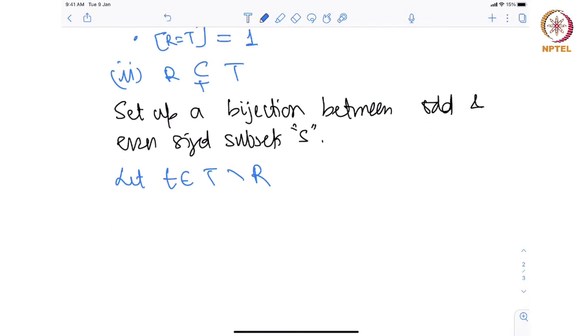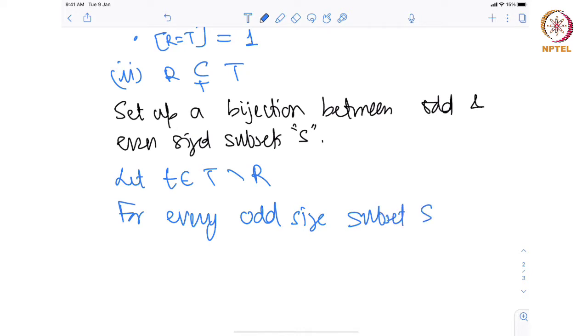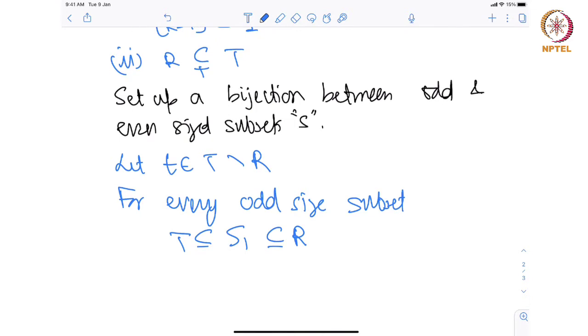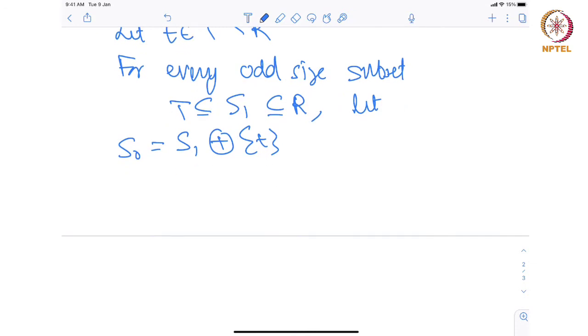Now what is the bijection we are going to give? For every odd sized set, say S1, that contains R and is contained inside T, we are going to set S0 equal to S1 symmetric difference {t}. And this notation is basically the notation for symmetric difference.